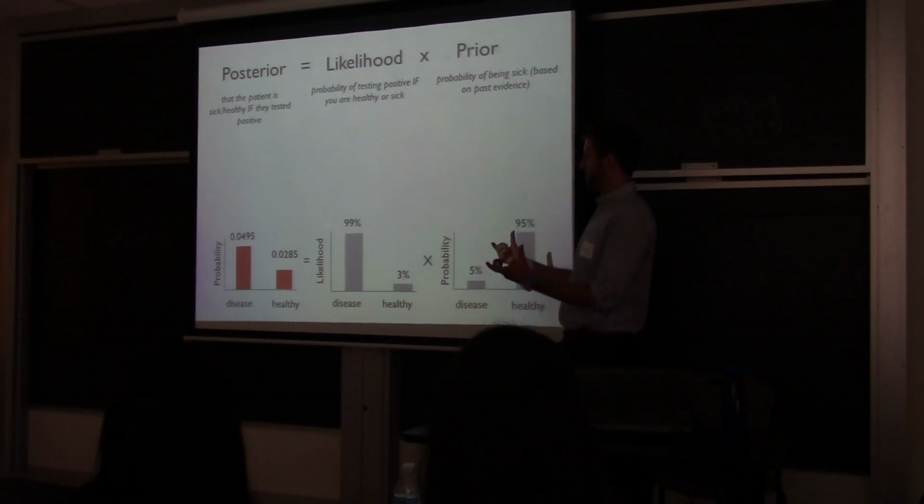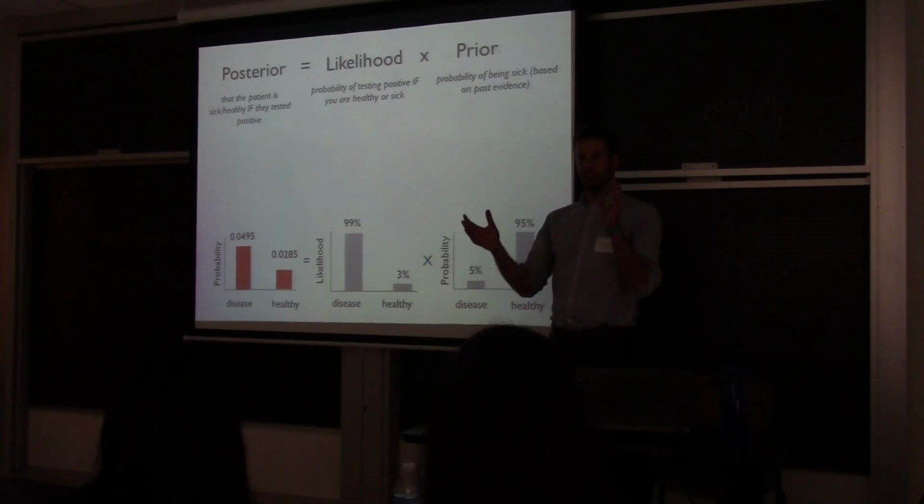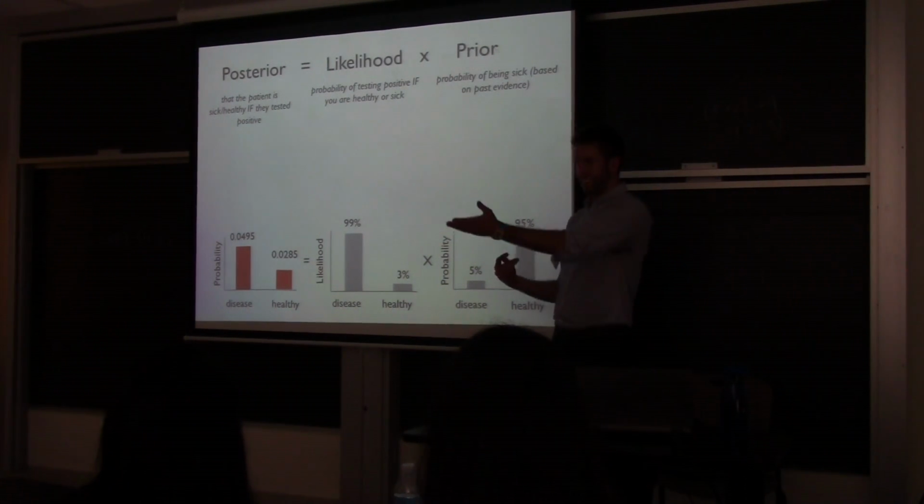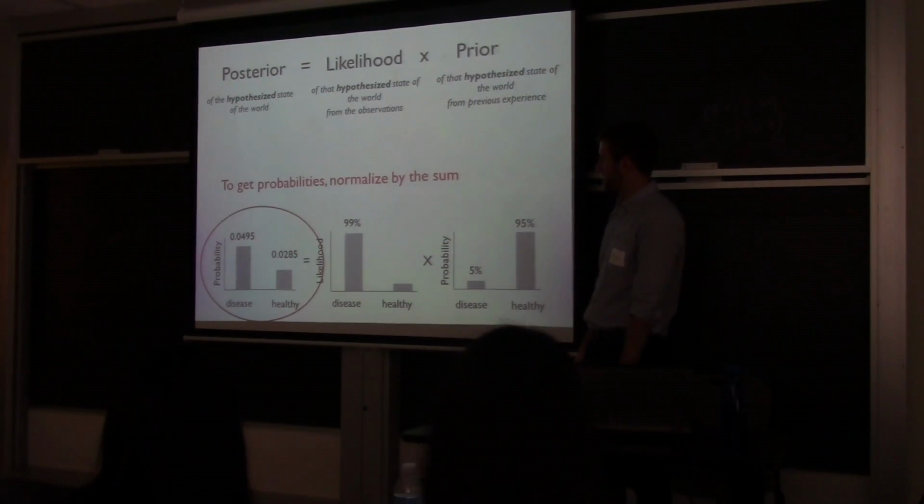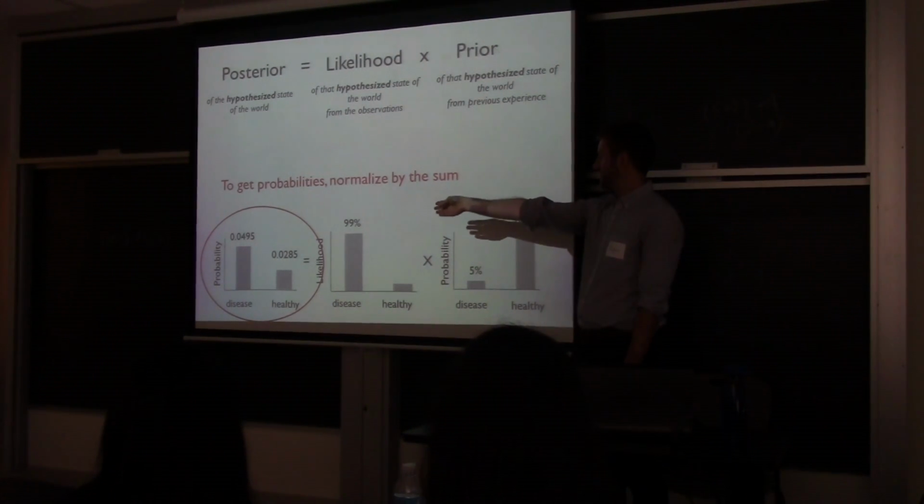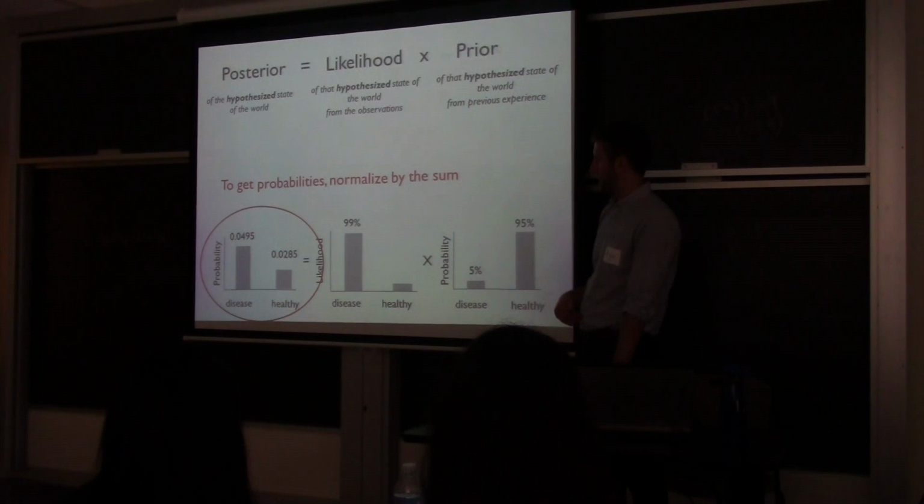The trick with probabilities is that if I'm covering all the possible scenarios, you're either healthy or you're sick, you can't be in between. So it has to add up to 1. Exactly, it has to add up to 1. So the way we get these to add up to 1 is we normalize by the sum: we add the two of them together and then divide both by that number.